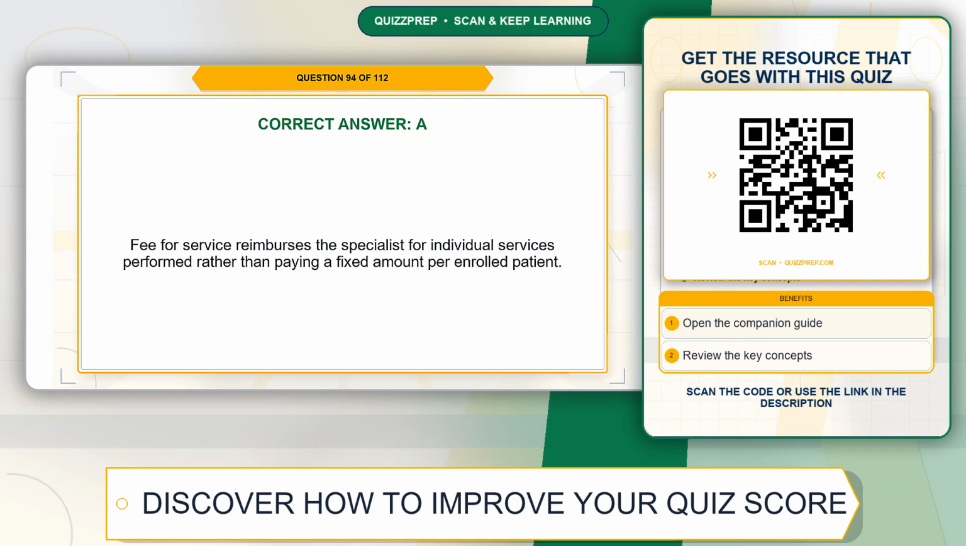Explanation. Fee-for-service reimburses the specialist for individual services performed rather than paying a fixed amount per enrolled patient.